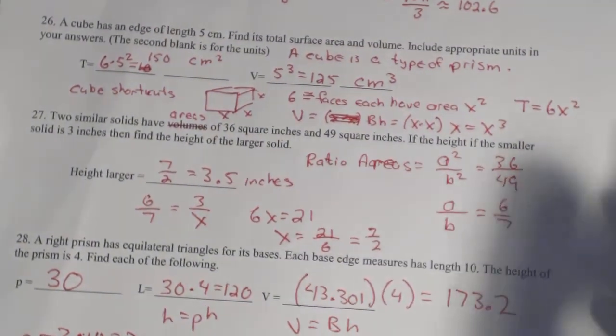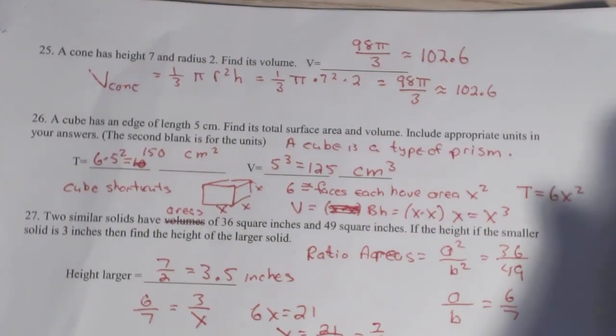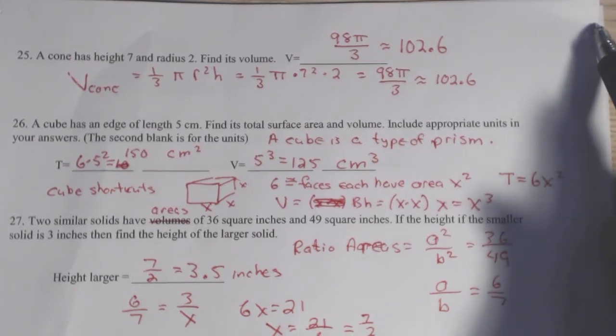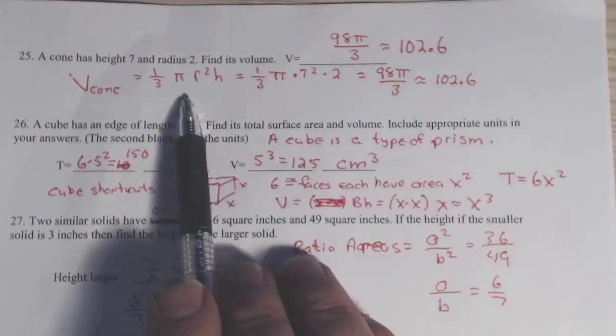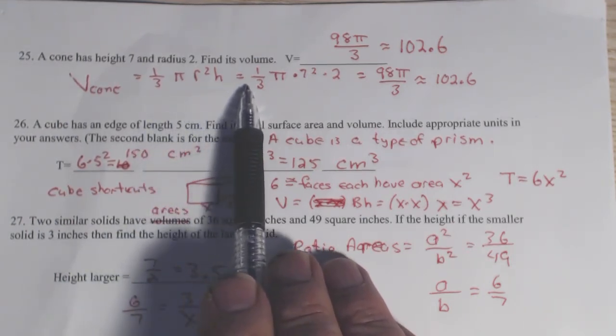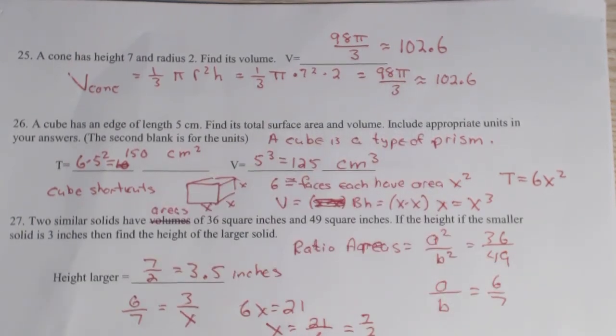Okay, last page. We have a cone first, and we know its height and its radius, and we're just trying to find its volume. Volume only depends on radius and height. It's 1/3 pi r squared h. This works out to be 98 pi over 3, or 102.6. These seem like repeat questions, so I'm not sure why I've got them in here a couple times.